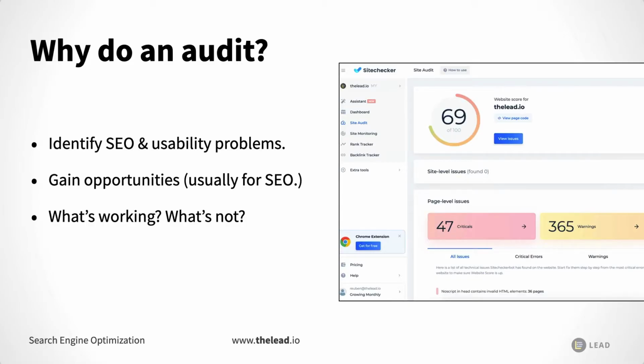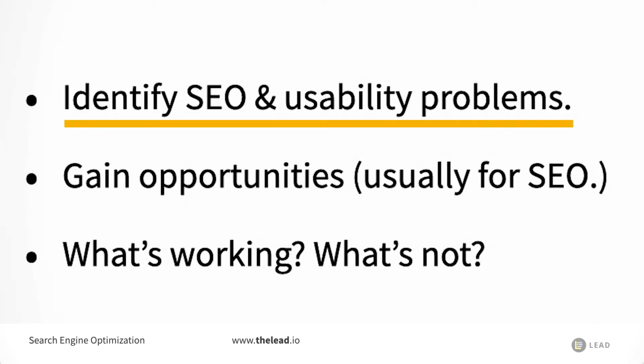So 3 points here. First, identify SEO and usability problems. There are two sides to the coin here. The first one is you want to identify SEO problems, which are basically the problems that the search engine would see on your site. But the second side of the coin is usability problems, and usability problems refer more to a user's point of view. Basically, if they go to your site on a mobile phone and your site does not load well on a mobile phone, does not translate well, that's a usability problem.